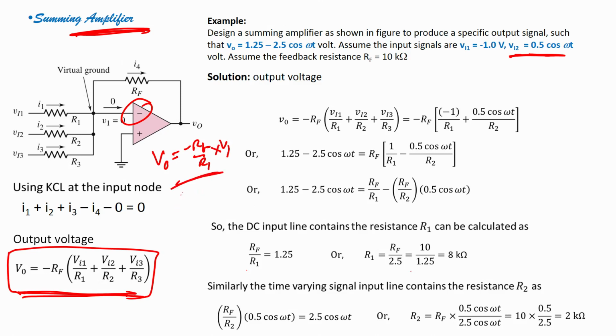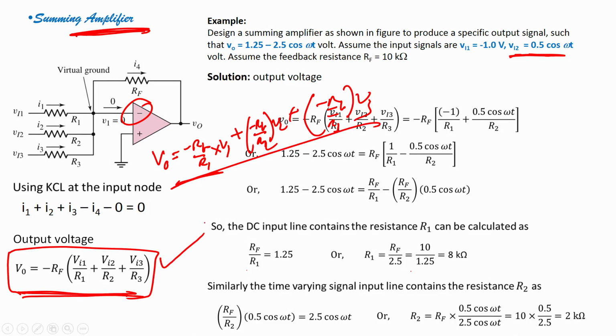Now, here we have minus Rf by R1 into V1, plus minus Rf by R1 into V2, plus again minus Rf by R3, or R2, into V3. If I solve this, I will have this equation.